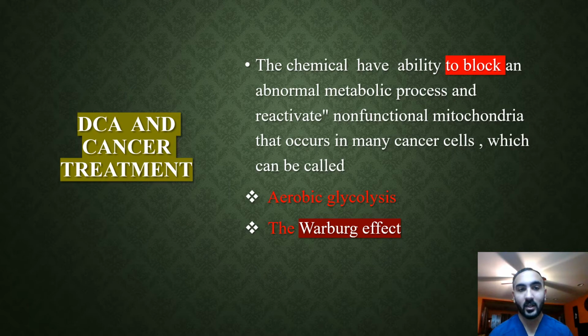Okay, so for DCA cancer treatment, as I said, this chemical has the ability to block the abnormal metabolic process and reactivate non-functional mitochondria that are not able to produce ATP in many cancer cells. This is called the Warburg effect, which is considered to be cancer cells undergoing aerobic glycolysis. I'll explain how this drug makes the cells proliferate in a correct path of metabolic process, and how the Warburg effect blocks the mitochondria from producing ATP. I'll explain that in the next slide too.